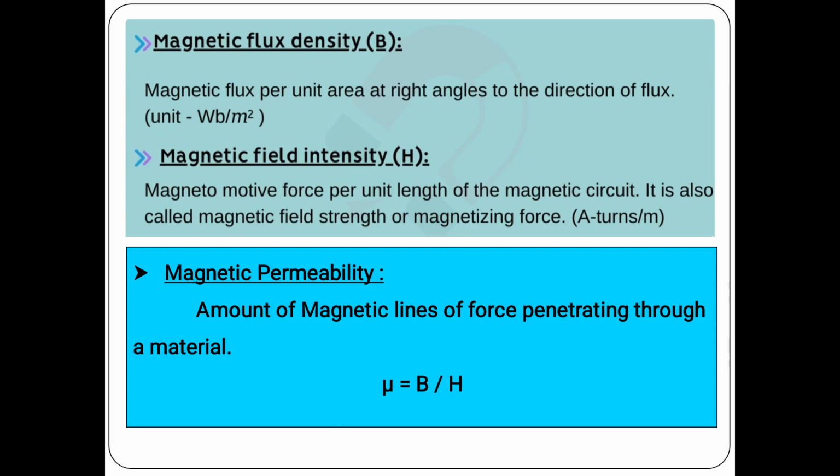Magnetic permeability. The amount of magnetic lines of force penetrating through the material is called magnetic permeability. It is represented as mu equal to B by H, where mu is the magnetic permeability, B is the applied magnetic flux density, and H is the applied magnetic field.